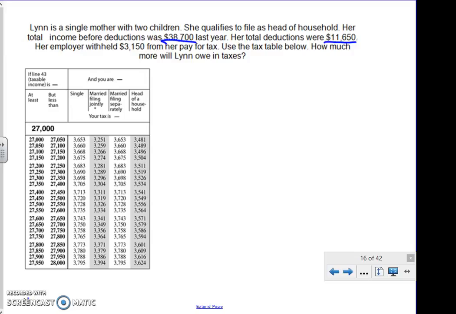$11,650. Her employer withheld $3,150. What that means is she has so far paid $3,115 towards her federal taxes. How much will Lynn owe in taxes beyond what she has already paid? So the first thing that we need to do is find out what her adjustable tax income is.